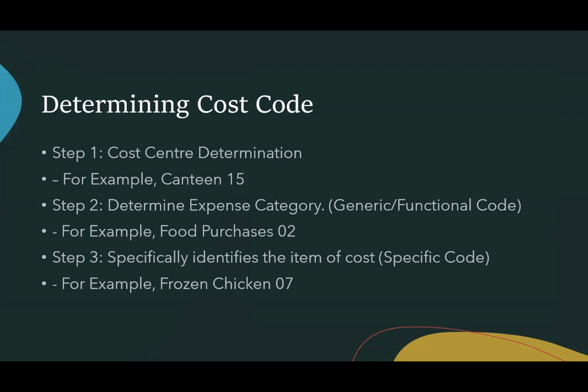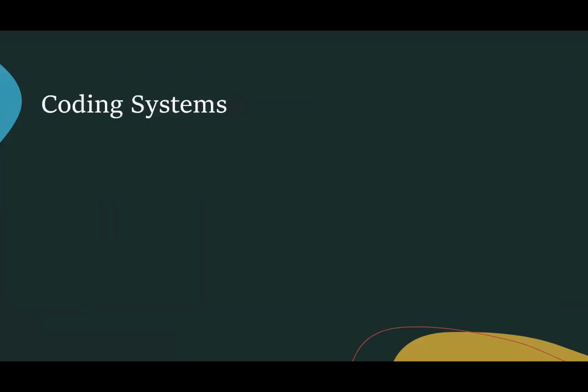Then what exactly has been expensed, which item of food has been purchased. For example, if it's frozen chicken, you go into a further more detailed code called a specific code, which is 07. Hence, 150207 means that it's the cost of the canteen, of food purchase, and what we are purchasing is frozen chicken. Instead of writing it in complete detail, you can simply use a code, which will be easy for the company to record and to analyze too.